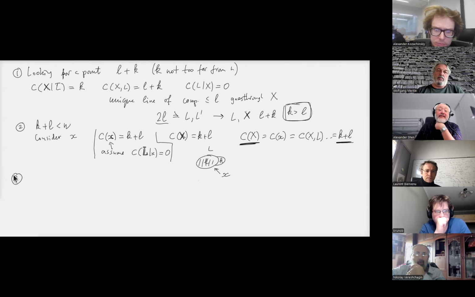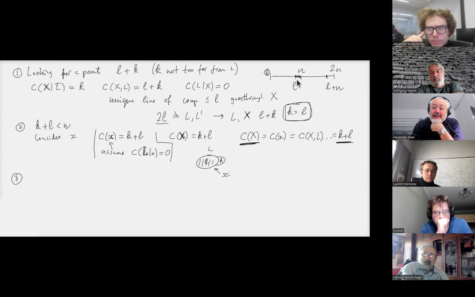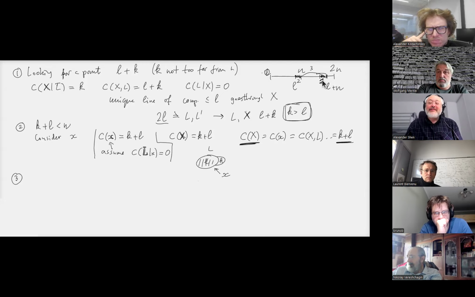Actually, the third case will also cover the first. Okay, so let me draw again. So we have a line between L0, N, and 2N. We have some L. We have L plus N. And so here we have case number 2, and here actually the same length. We have here case number 1. And so we need to have case number 3, which will actually cover all this. So we don't need to consider case number 1 separately. We can start with case number 3.